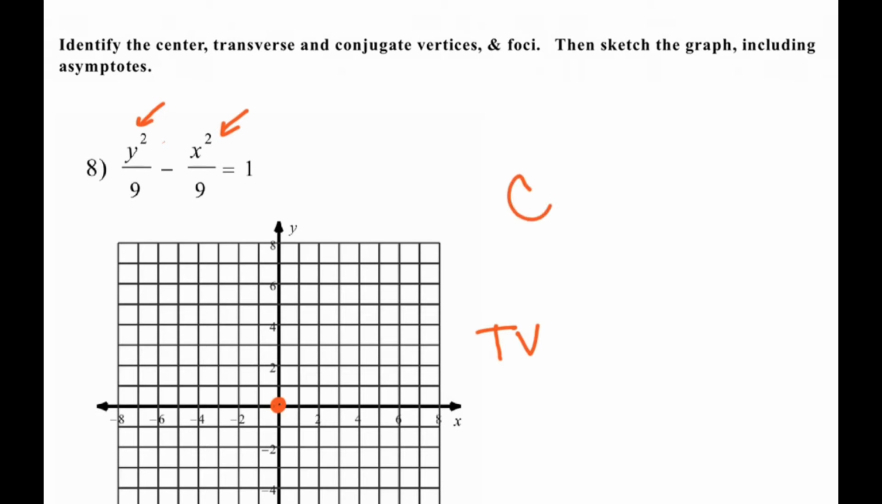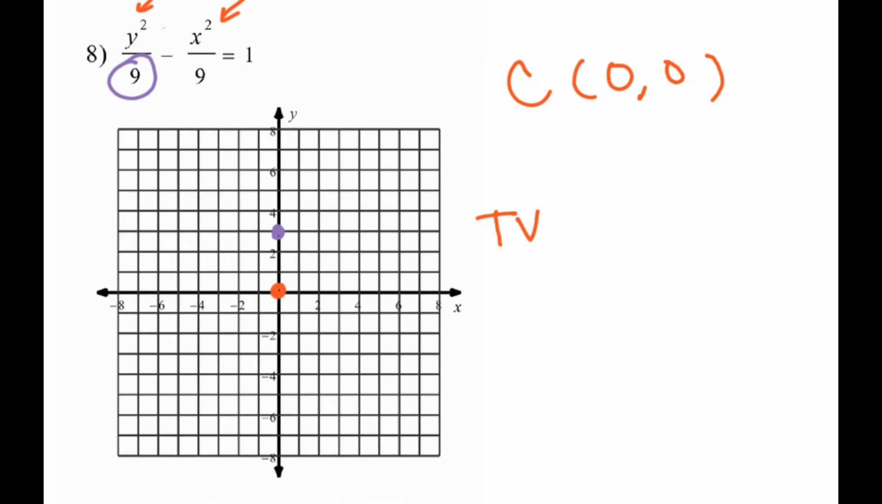So my center is at 0, 0. Okay, my transverse vertices are going to be square root of 9, so I'm going to go up 3 and down 3. So I'm going to have 0, plus or minus 3. Okay, for my conjugate vertices, wow, they're the exact same. One thing you'll notice about a hyperbola that you're not going to usually see with an ellipse is that it can be a square. With an ellipse, if these two are the same, it would be a circle, and we don't usually consider that an ellipse. We call it a circle, and we have a whole special unit on that. So anyway, these are my conjugate vertices.